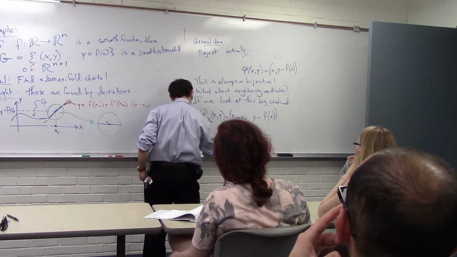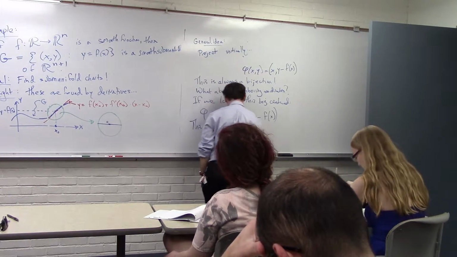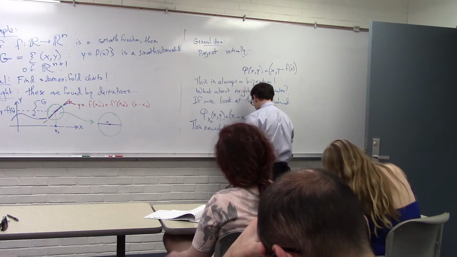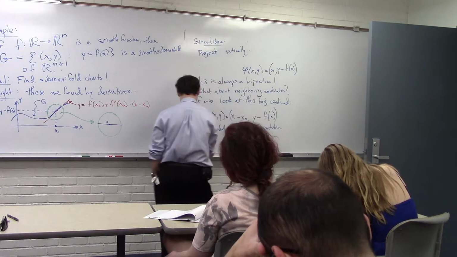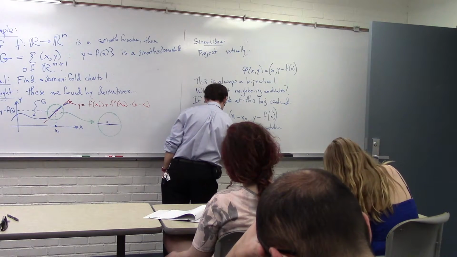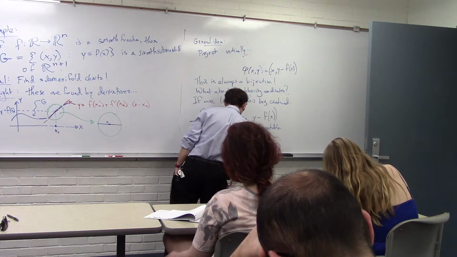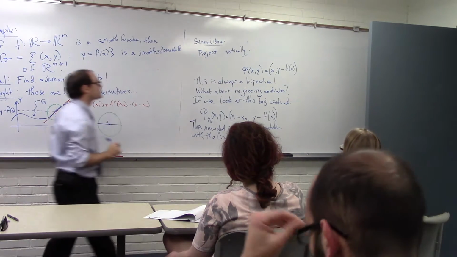So this new chart is smoothly compatible with this one first when f is smooth. So that's where we're using the smoothness.